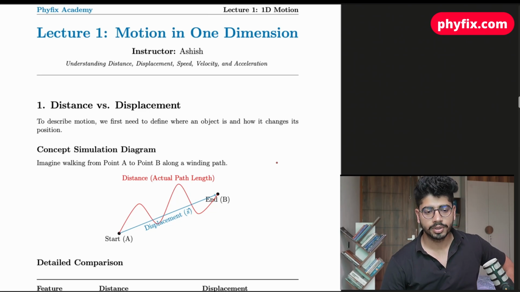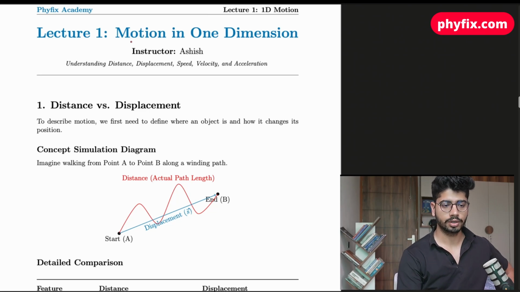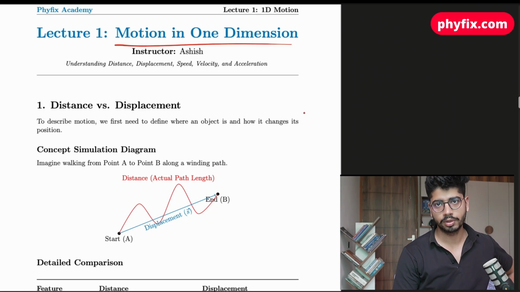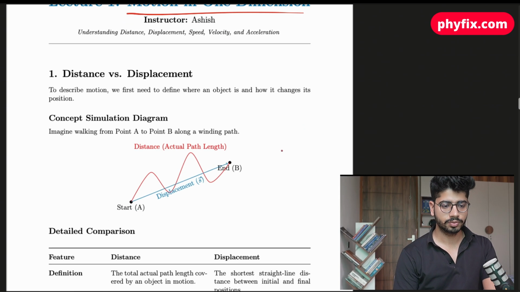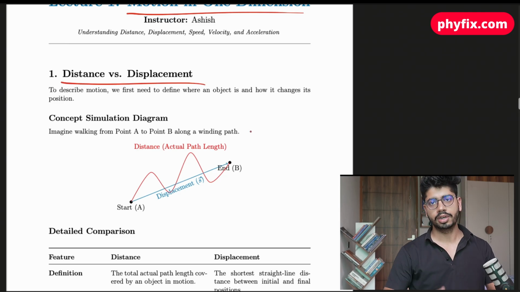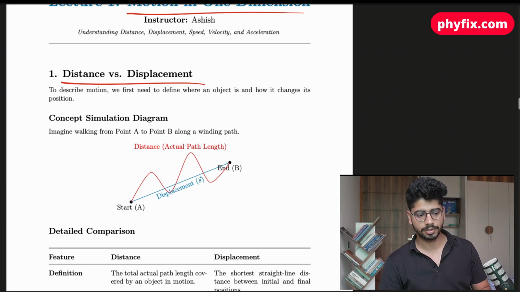Okay, let's start with lecture number 1. It is motion in one dimension that we are going to do. In this one, we are going to discuss the difference between distance and displacement. So let's try to keep things very simple. What is the difference between distance and displacement?